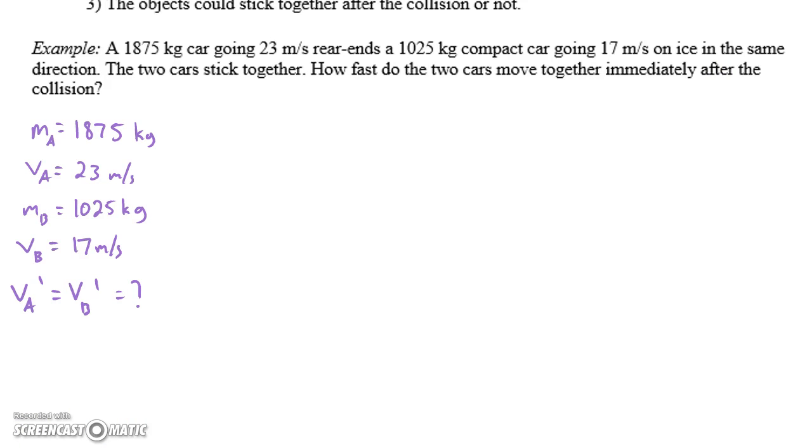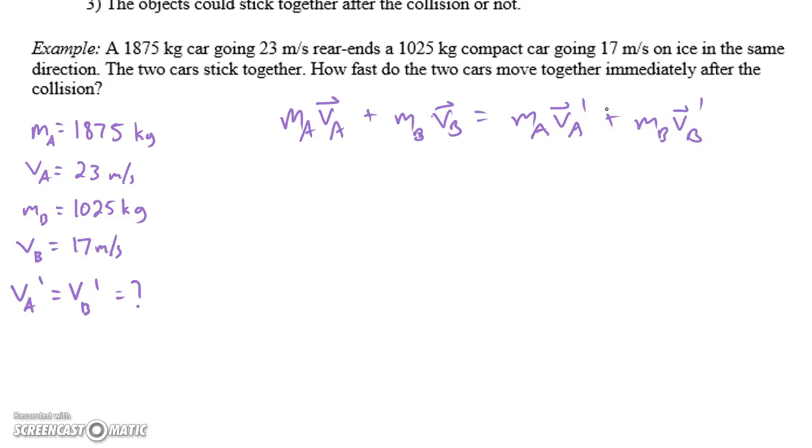So we're looking for the speed that they're going afterwards, and we have to say that the two speeds will be the same, and that allows us to simplify our equation. So our starting point's always going to be the same, and it's a lot of writing it out: MA VA plus MB VB is equal to MA VA prime plus MB VB prime.